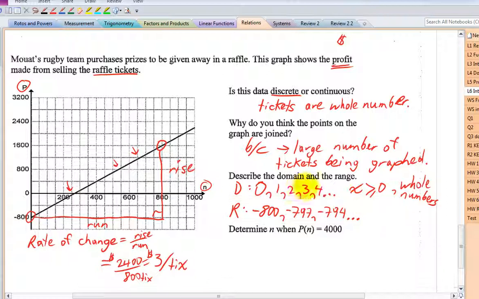Okay. Could you do an inequality? Yep. You could say y is greater than or equal to -800, increasing by multiples of 3. And that's just kind of a weird one, so you probably wouldn't list that as an inequality. You would just probably show your pattern. Okay.